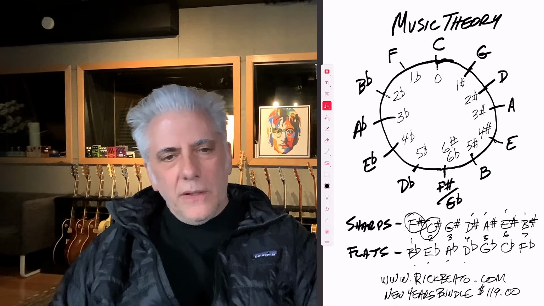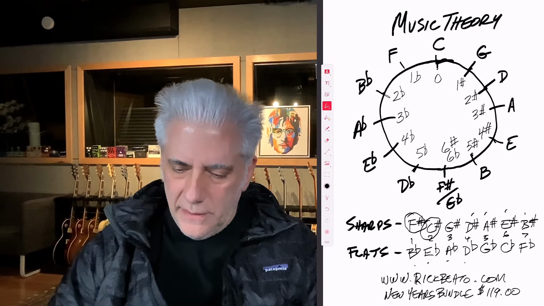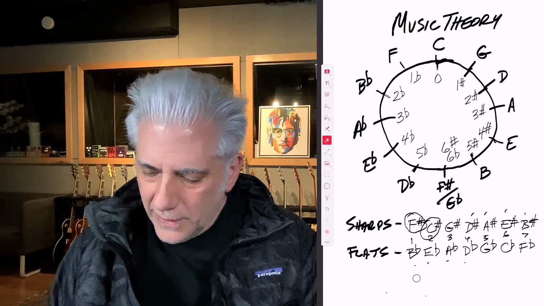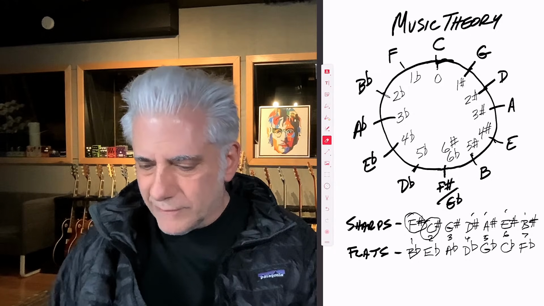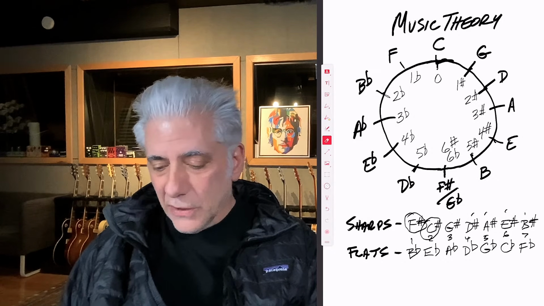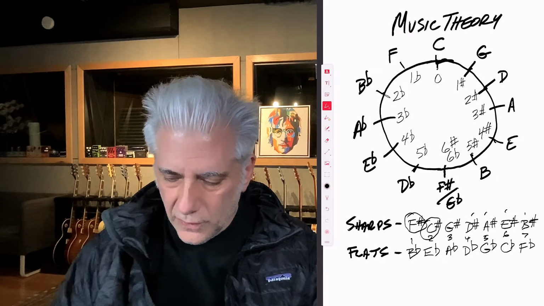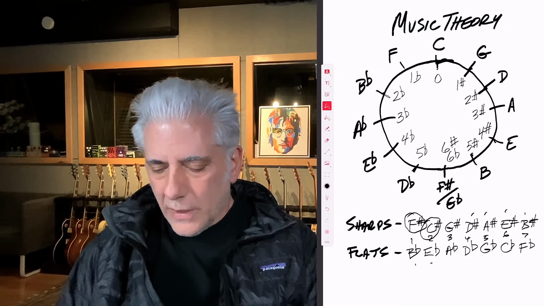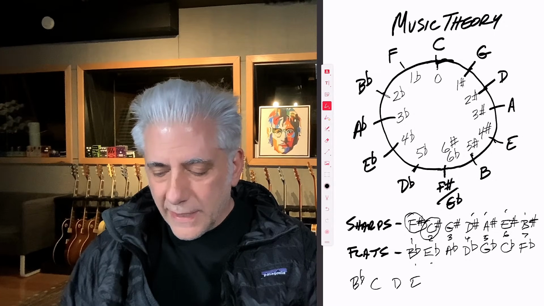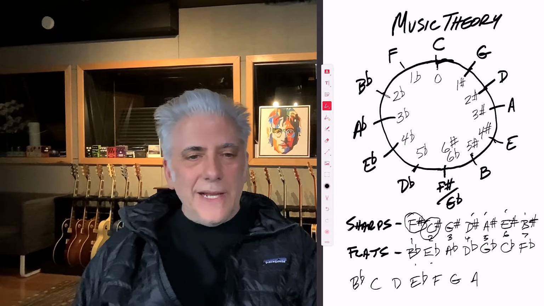If we were to take a scale, let's pick something on the flat side. Let's say I take the key of B flat major, which has 2 flats in it. If you look at the order of flats, it's B flat and E flat, the first 2. So I start with the note B flat and write out the letter names: B flat, C, D, E, but it's really going to be E flat, F, G, A. That's a B flat major scale.